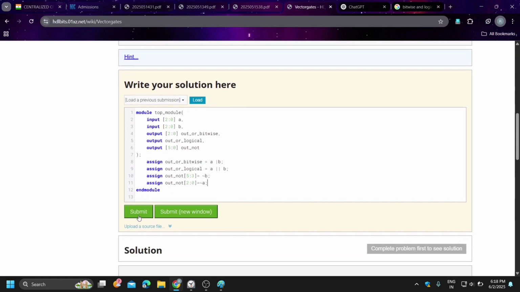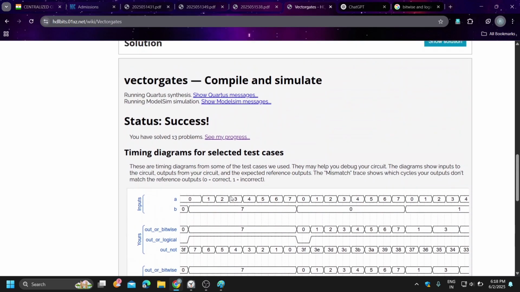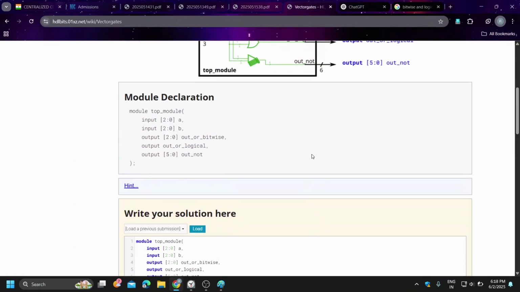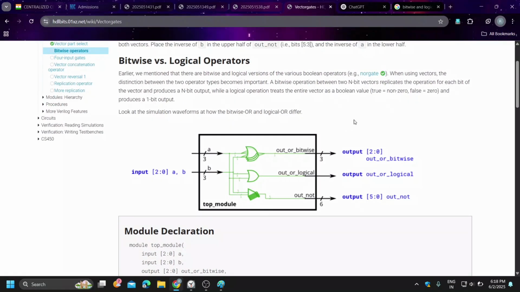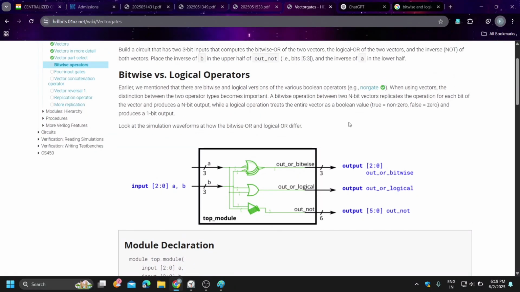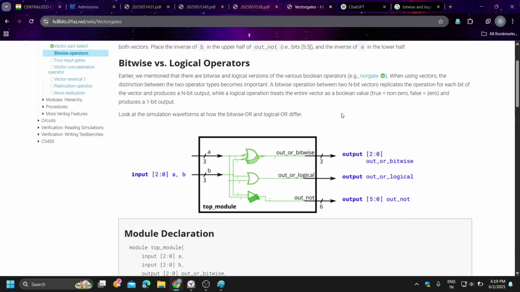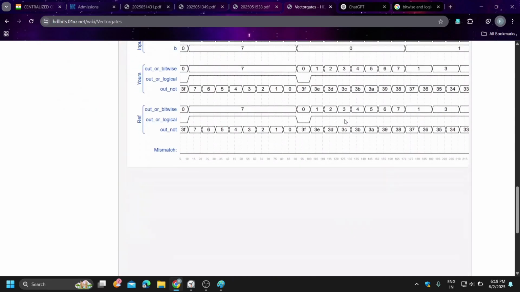Let's submit and check it. Okay, so our code ran successfully. So in this way we can write this bitwise and logical operation code. Just remember whatever theory I have explained, remember those things. Let's move to the next question.